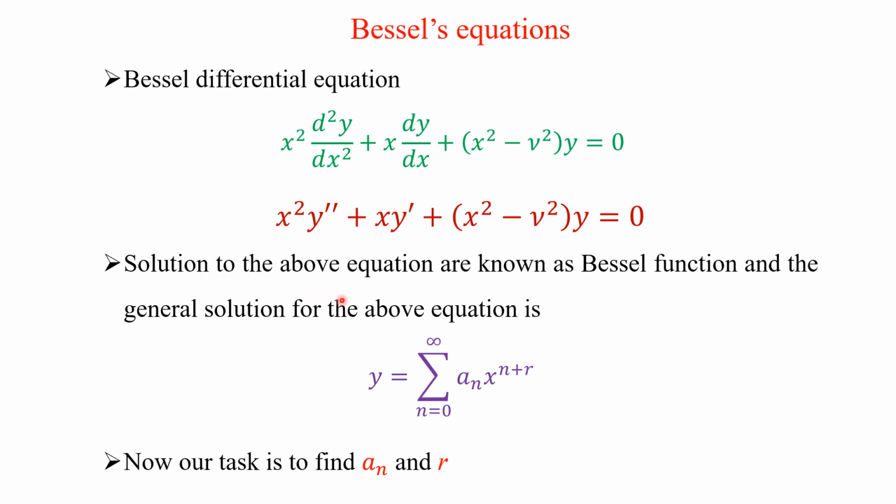So the solution for the above differential equation is y is equal to summation over n from 0 to infinity of a_n x power n plus r. Now our task is to find a_n and r. So with that introduction, we will move on further.